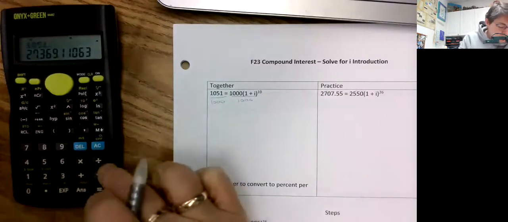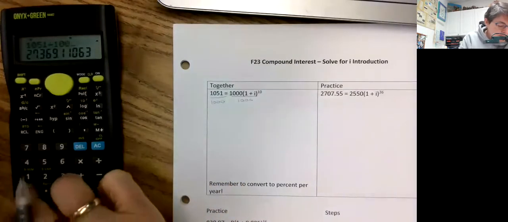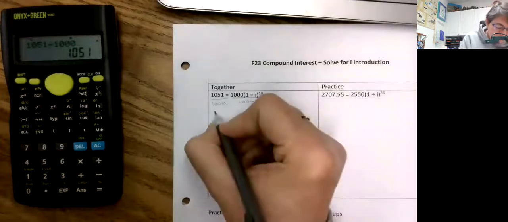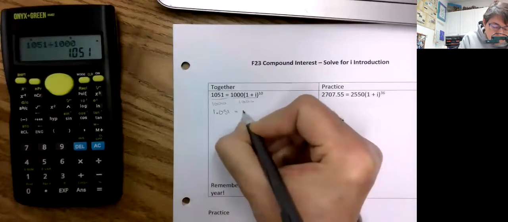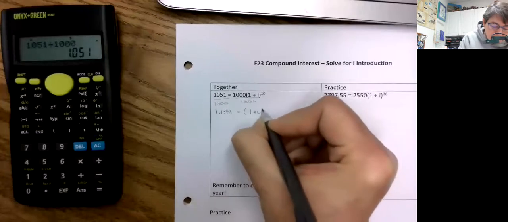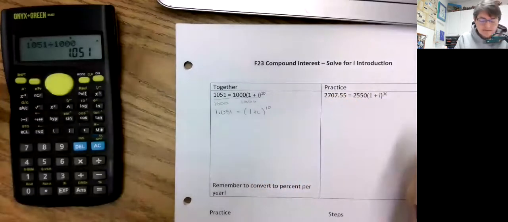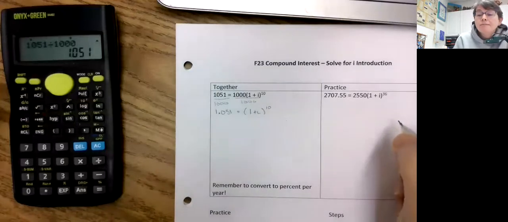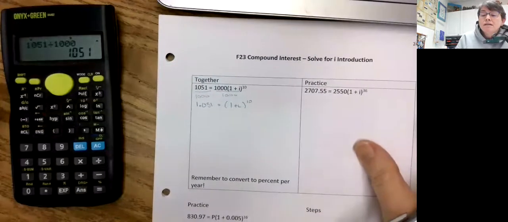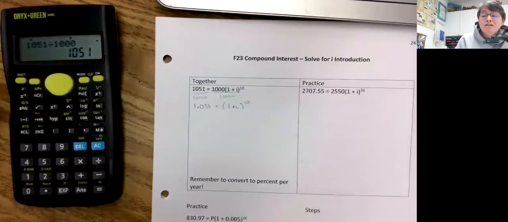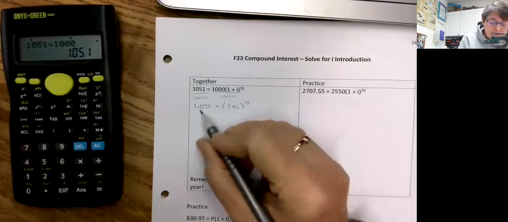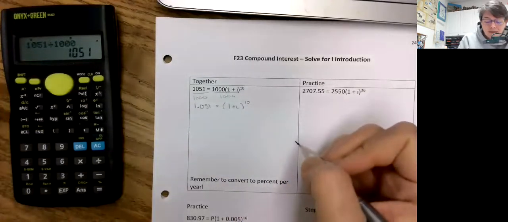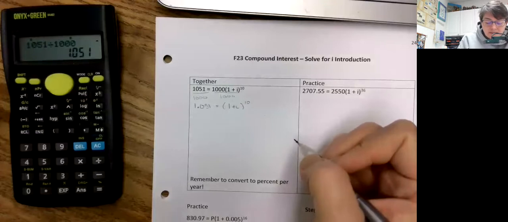I can't believe I'm doing this, but I'm going to do it. 1.051 is equal to 1 plus i to the 10th. Okay, and this is where, just like when we did simple interest, you needed to know the trick to remember to put the 1 in front of the P to make it all work. Okay, we need to do something here. There's a bunch of different ways to explain it.